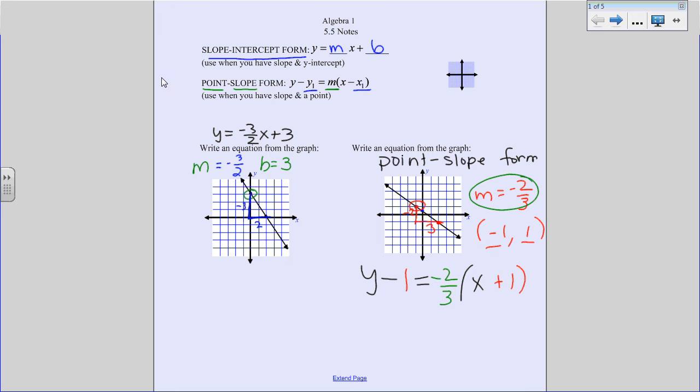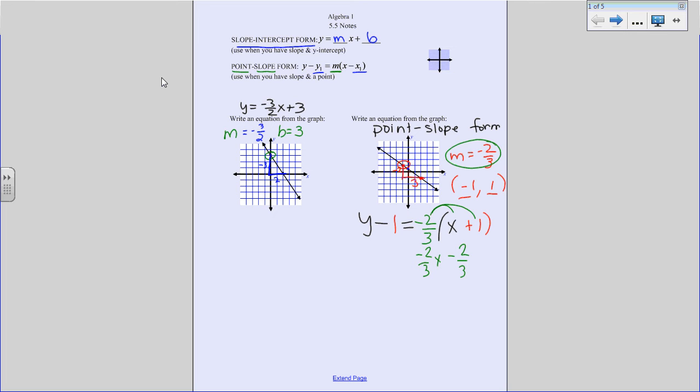All right. But I still want to have y equals mx plus b. That's my goal every single time. So how do you take this point slope form and get it to y equals mx plus b? What do you think our first step needs to be? Beautiful, Lucas. I need to distribute. You're going to go through and simplify that right-hand side. So, -2/3 x, and then -2/3 times 1 is -2/3. This left-hand side is still just y minus 1.